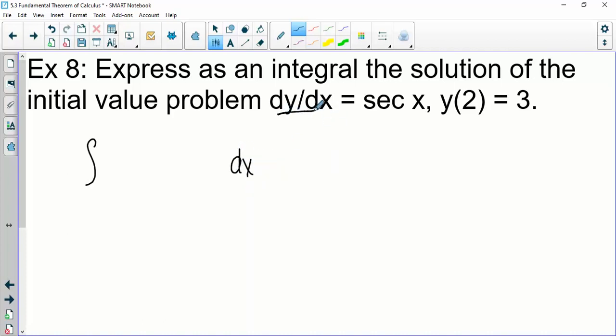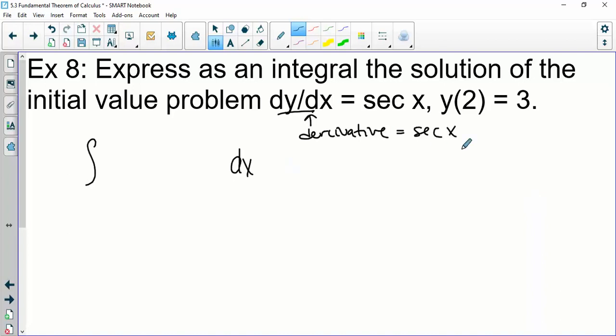dy dx, what does that represent? The derivative. So this means the derivative is secant of x. Do we know anything that has a derivative of secant? No. So I'm asking you to write it as an integral, which means we would have to think backwards. However, we learned Friday that if you have both an integral and a derivative, what do they really do? They cancel each other out, right?